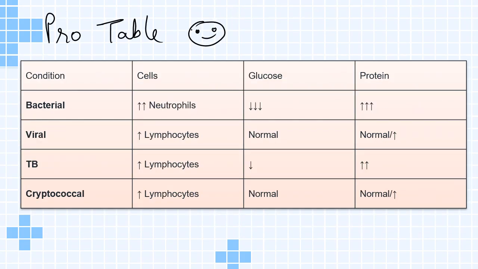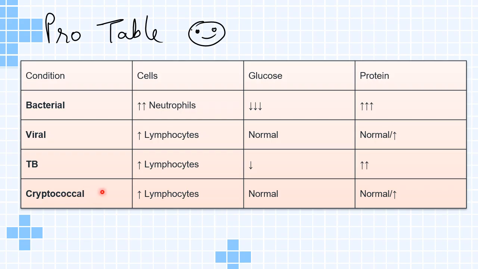This is the pro table which simplifies the previous table. In bacterial meningitis, there's increase in neutrophils, decrease in glucose, and increase in proteins. In viral meningitis, there's increase in lymphocytes, glucose is normal, and protein may be normal or increased. In TB meningitis, we have increase in lymphocytes, decrease in glucose, increase in proteins.